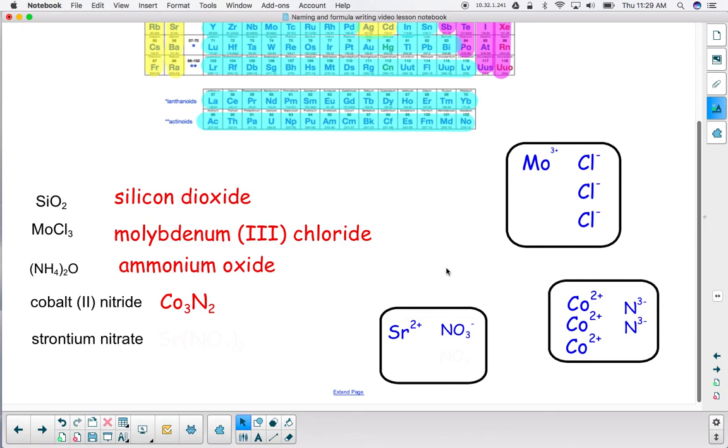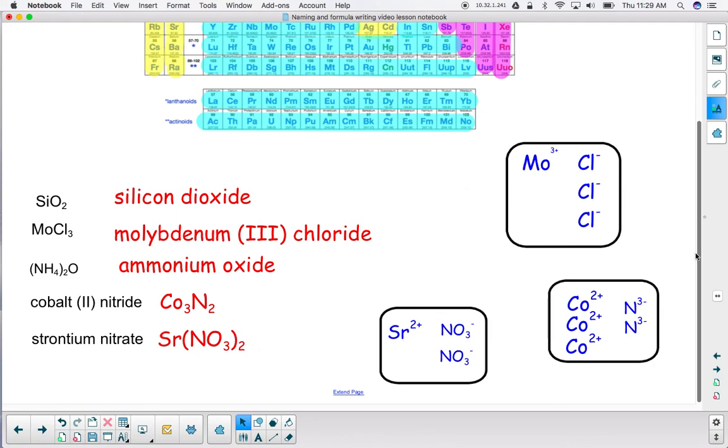Nitrate is NO3 with a -1 charge. To make my box equal 0, I need a second nitrate. So I'm going to use 1 strontium and 2 nitrates. Because I need more than one of this polyatomic ion, I'm going to include parentheses there to show that I want 2 of these nitrate groups. So I package up the nitrate and put a 2 right there to get 2 of those groups.